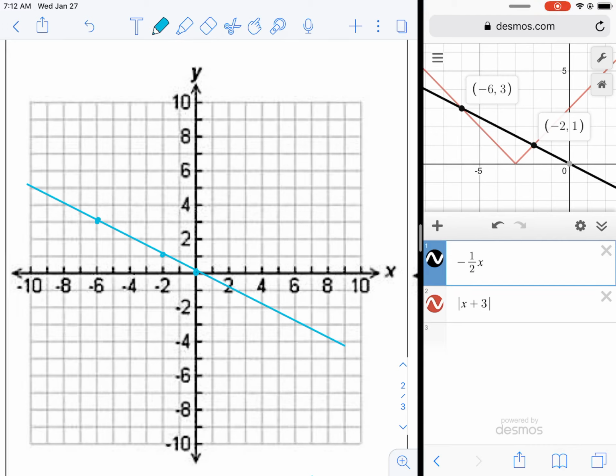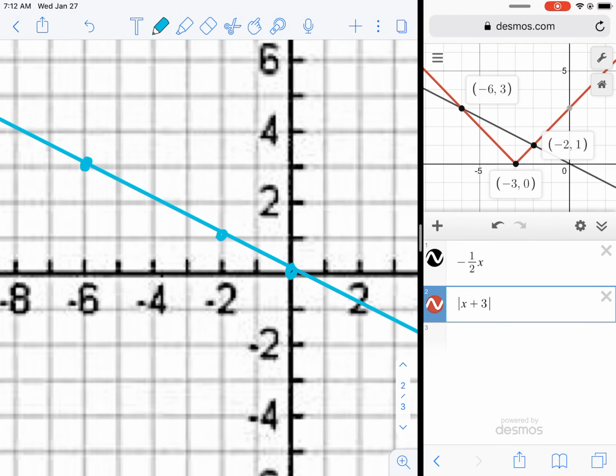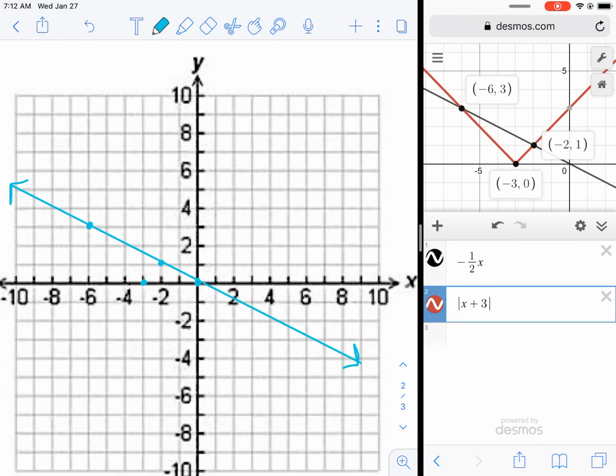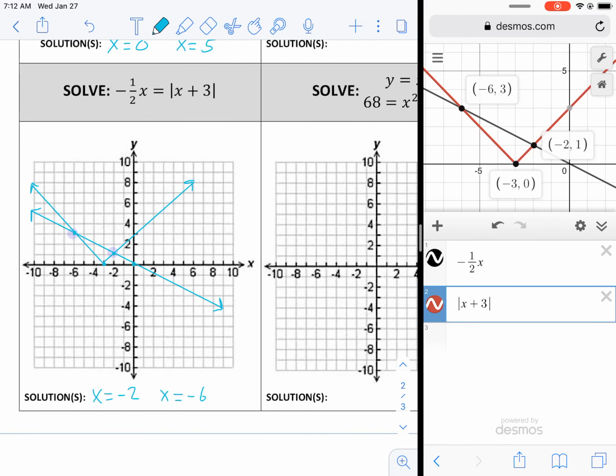And then can you graph the V? Well, where's the V's important point? Negative 3, 0. And then it looks like it just has a slope of 1. So we know that we're going to be going like this on one side, and on the other side, we're going to be going like that. And so there's our 2 intersection points. All right. So hopefully this isn't too much for you guys.